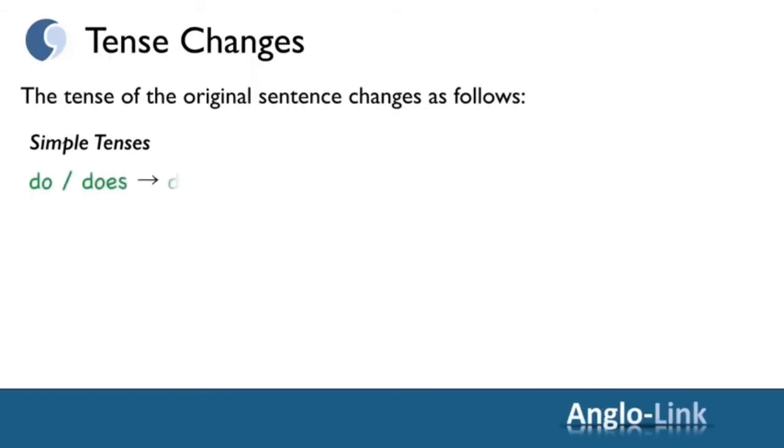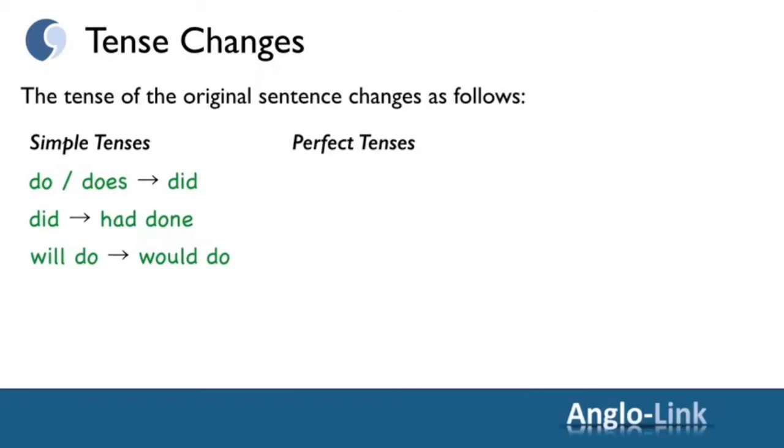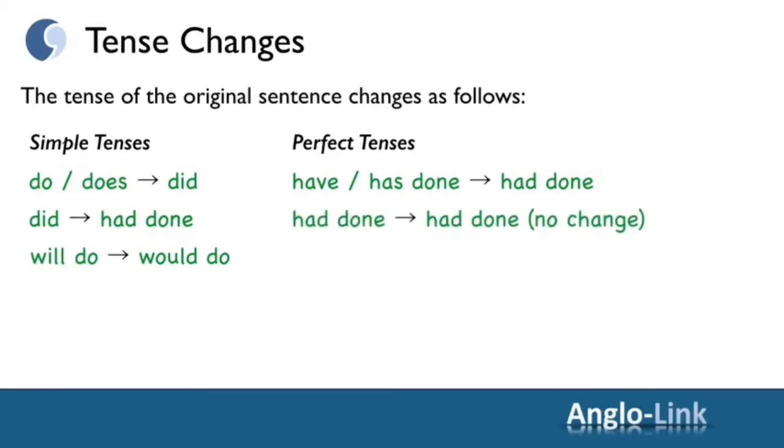But for the simple tenses, do and does turns to did. Okay? Did turns to had done. Will do becomes would do. Then as for the perfect tenses, have and has done becomes had done. Had done now remains as had done, doesn't change. Okay? Then will have done becomes would have done. Take note of will changes to would. Okay?